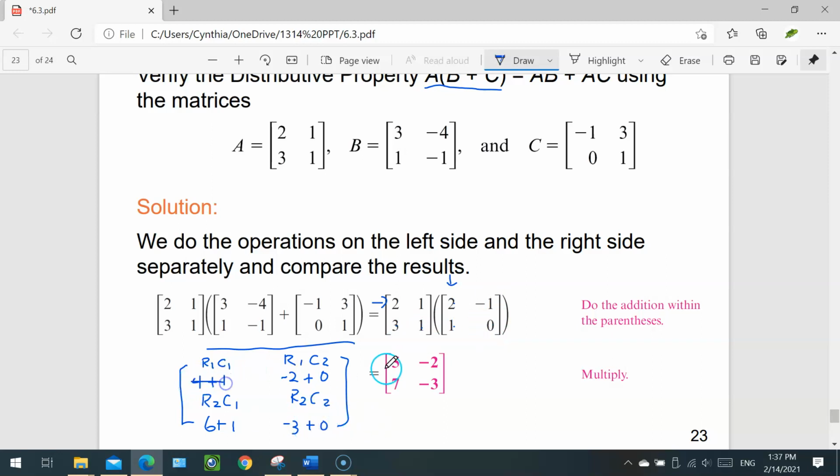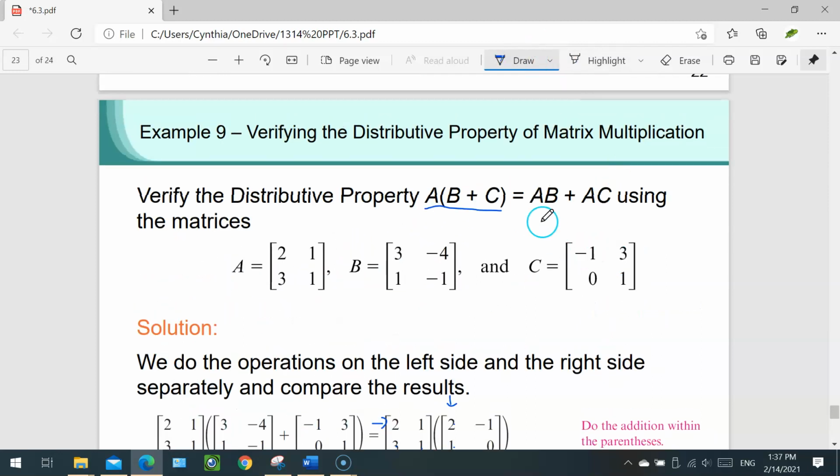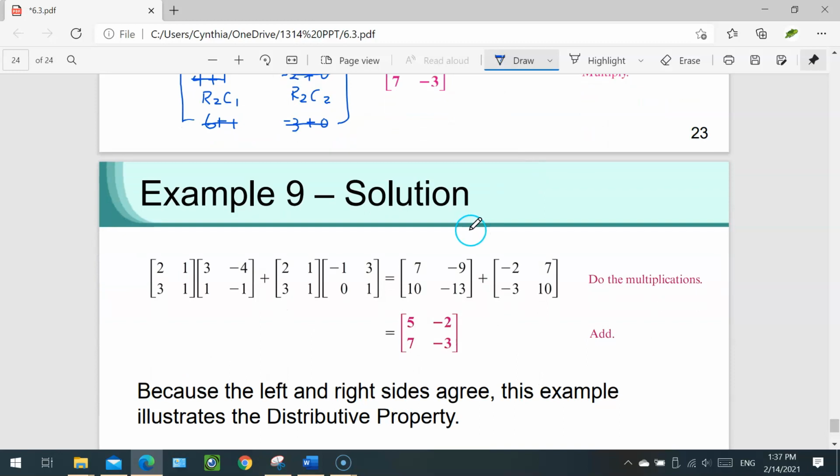Now we sum these two, you get 5. Sum these two, you get -2. Sum these two, you have 7. And then you have the -3. So this is the left-hand side. Now we process the right-hand side. On the right-hand side, we distribute A into matrix B and distribute A with matrix C. So we look at this example here, right? So this is matrix A times B plus matrix A times C.